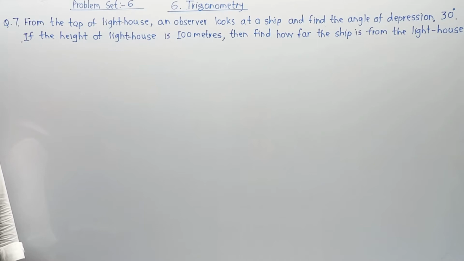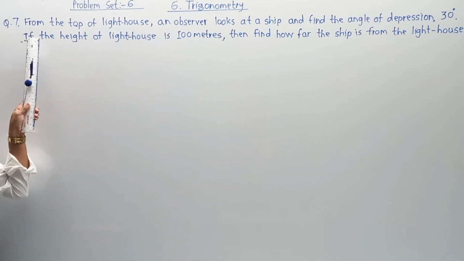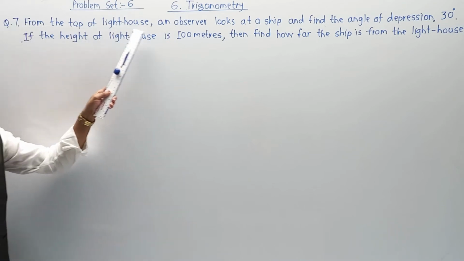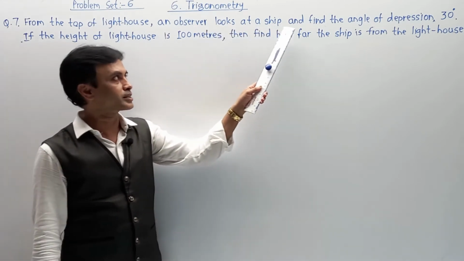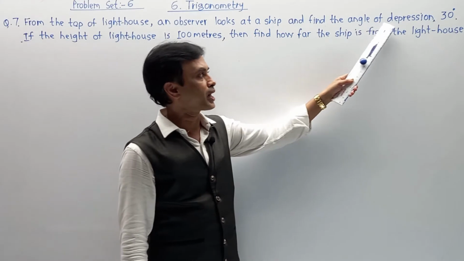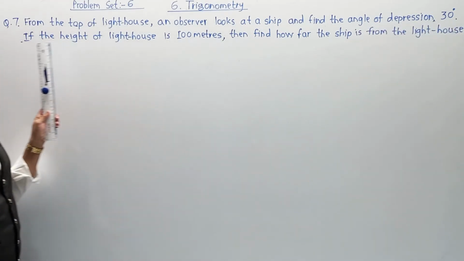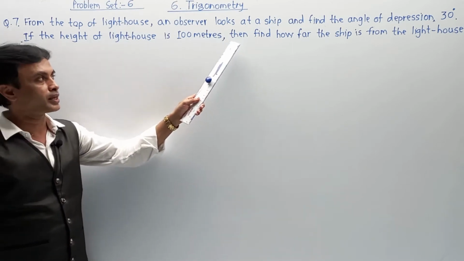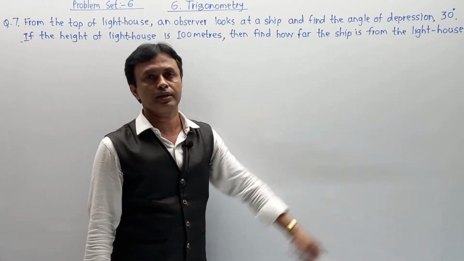So now student, we are in trigonometric ratio problem set 6 and question number 7. From the top of a lighthouse an observer looks at the ship and finds the angle of depression to be 30 degree. If the height of the lighthouse is 100 meter, then find how far the ship is from the lighthouse.